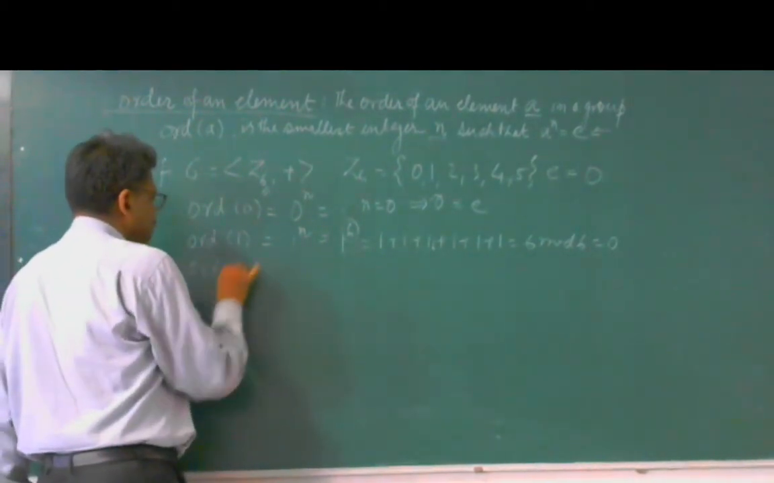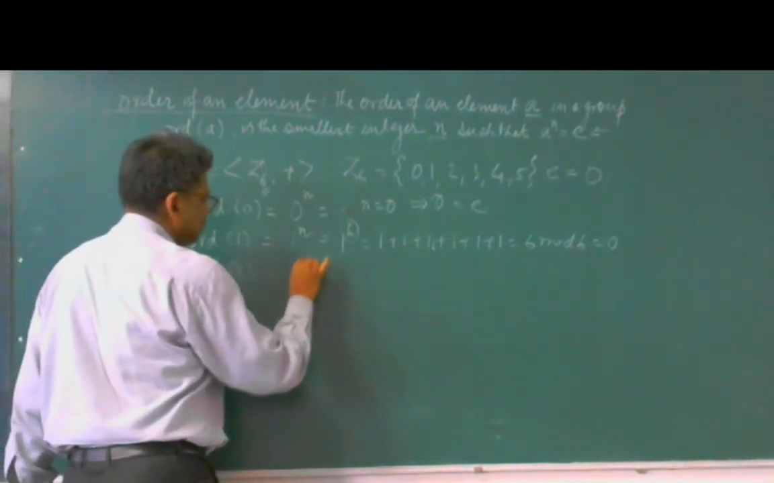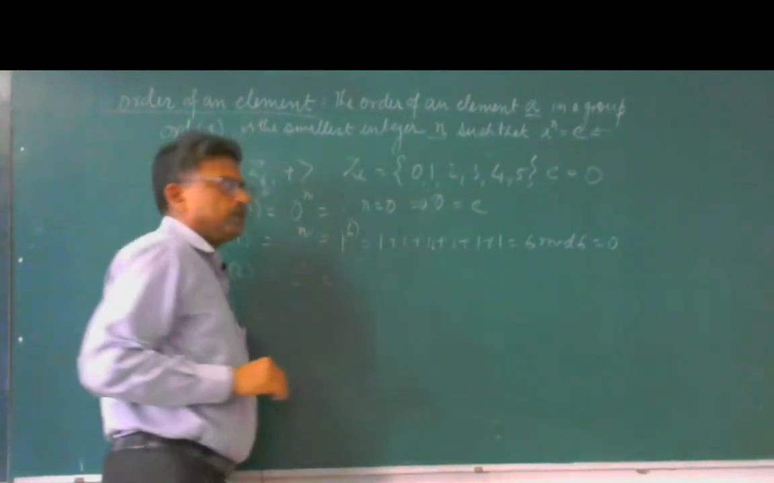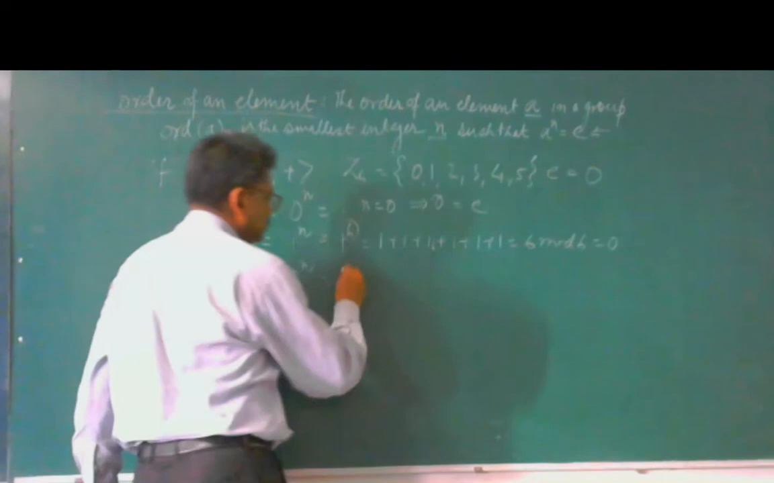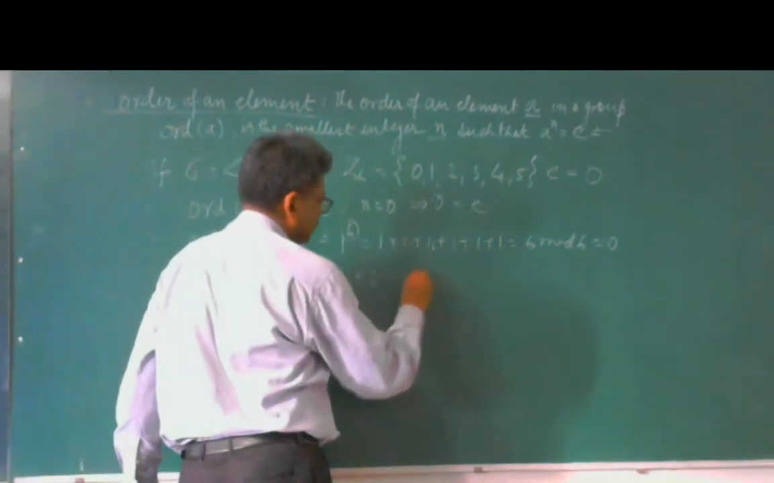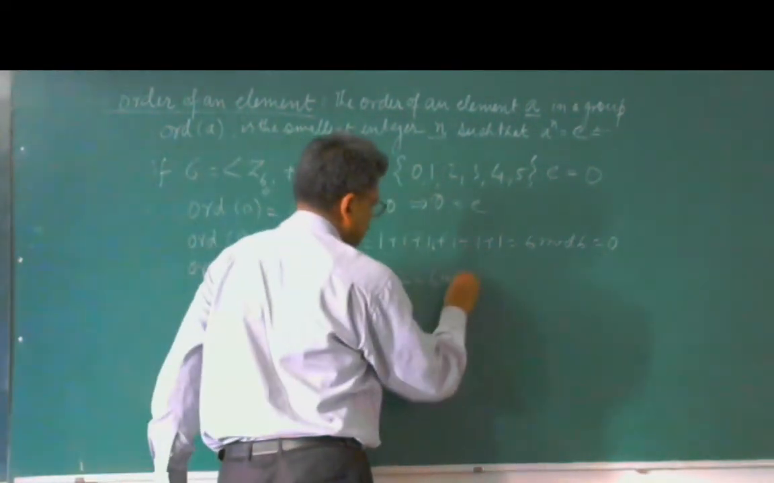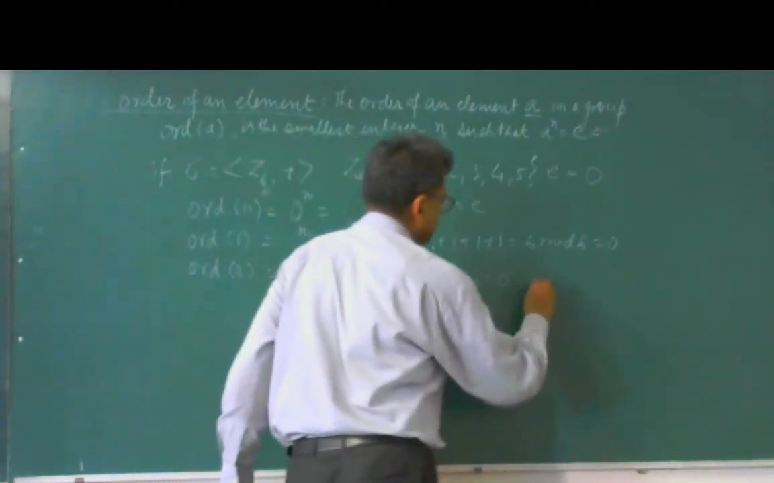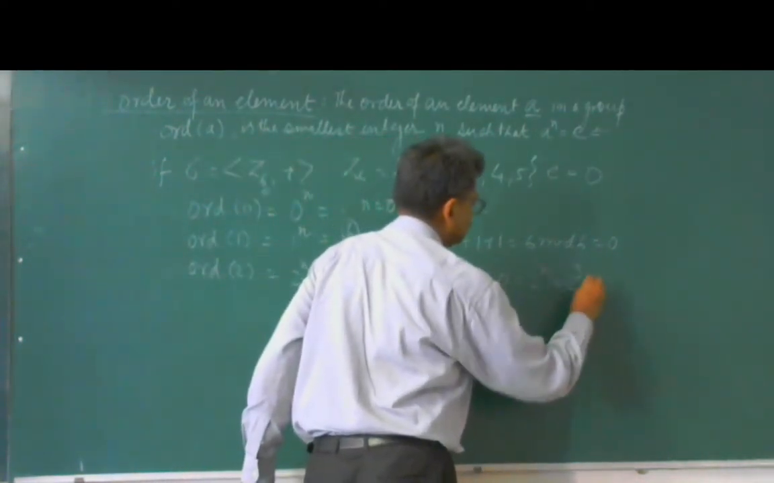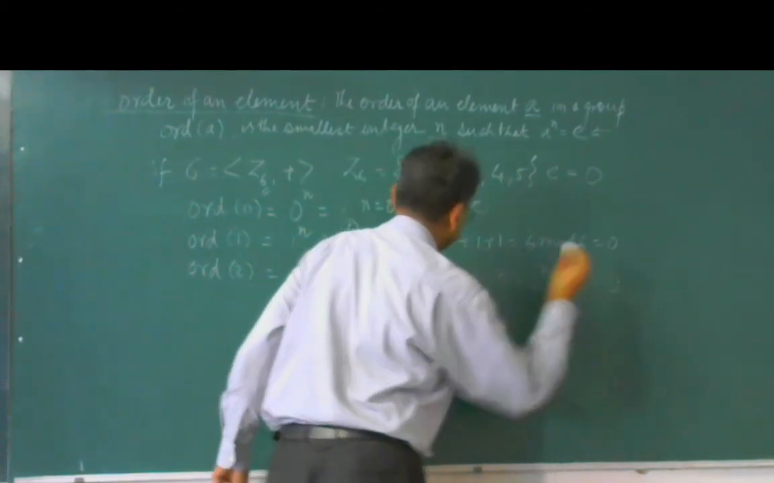Similarly, order of 2 will be 2 to the power n. 2 will be added how many times, so that the resultant will be equal to the identity element? So 2 is added, 2 plus 2 plus 2, that will be equal to 6, and 6 mod 6 is equal to 0. So it means order of 2 is 2 to the power 3. So order of 2 is 3.